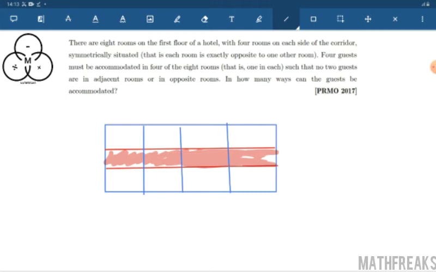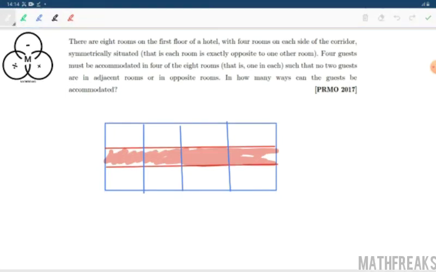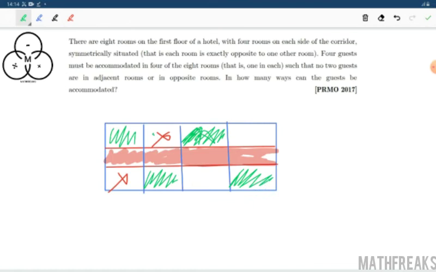of the corridor, symmetrically situated. 4 guests must be accommodated in 4 of the 8 rooms such that no 2 guests are in adjacent rooms or in opposite rooms. In how many ways can the guests be accommodated? Suppose the first guest is accommodated here. Then the second guest has to be accommodated in this room, because symmetrically opposite or adjacent we cannot. Here we cannot, this is adjacent. This is symmetrically opposite. Similarly, this room will be accommodated. Again, this room will be accommodated.